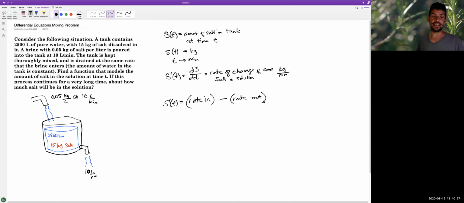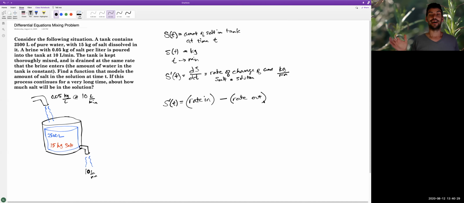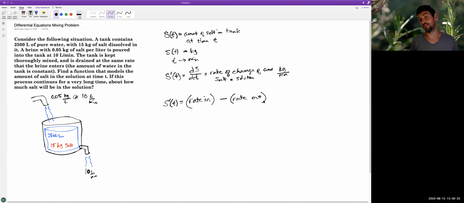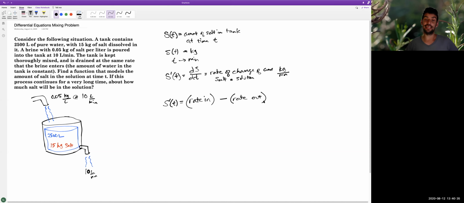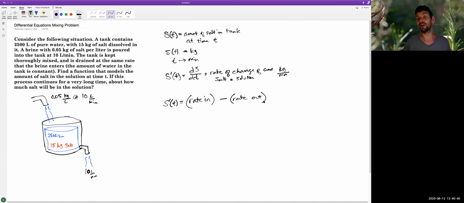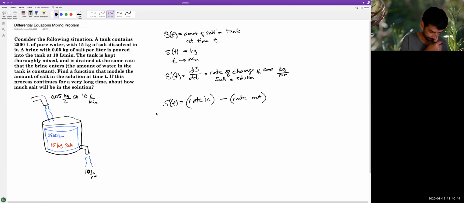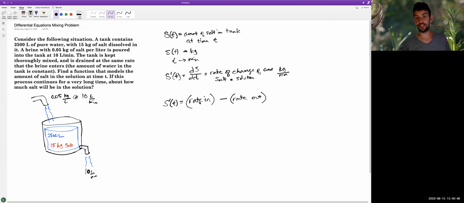If I was adding 10 kilograms of salt each minute on one end, but taking out 5 kilograms of salt each minute on the other end, in total, I'd be adding 5 kilograms of salt every minute. That would be the rate of change. Of course, these might not be constant, so it's going to be a little bit more complicated. All right, let's figure these two things out.